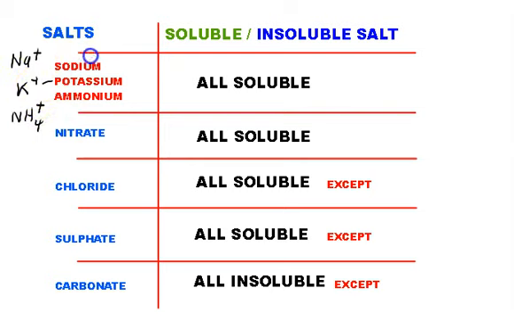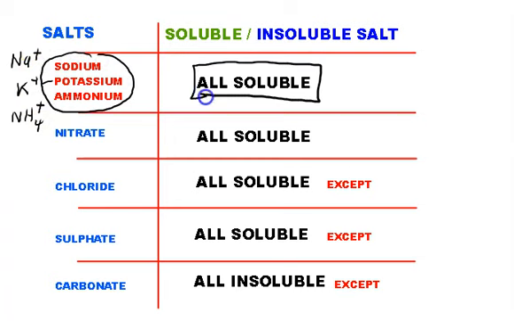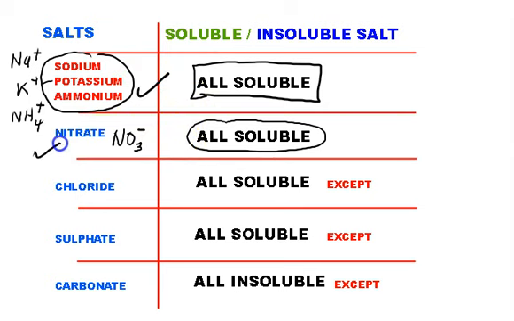If you look at this, all these three are soluble. Nitrate is NO3-. This is all soluble. So whatever compound contains these ions and nitrate is all soluble.